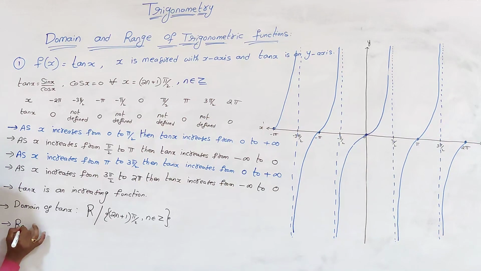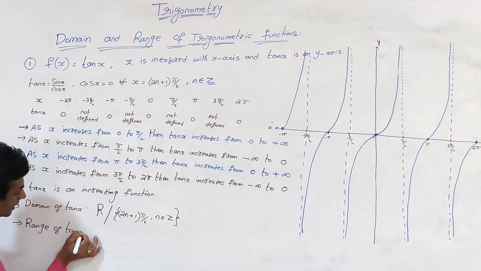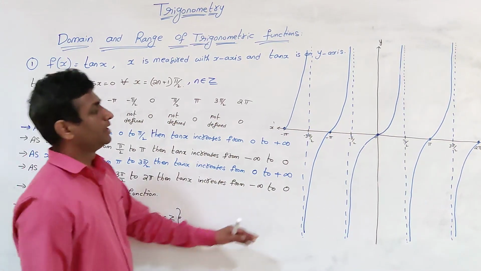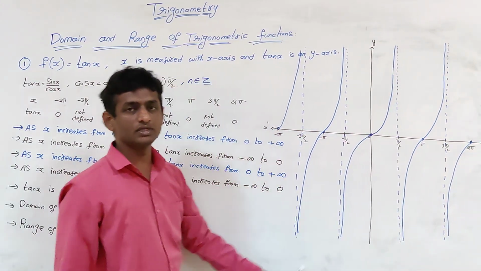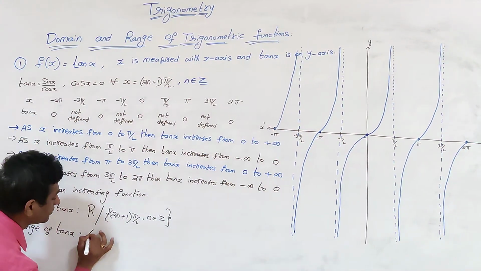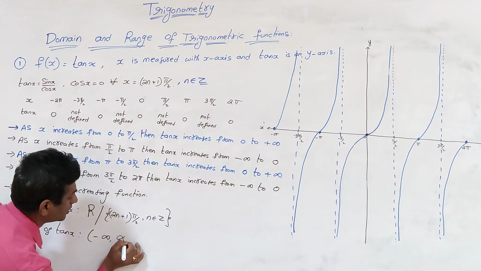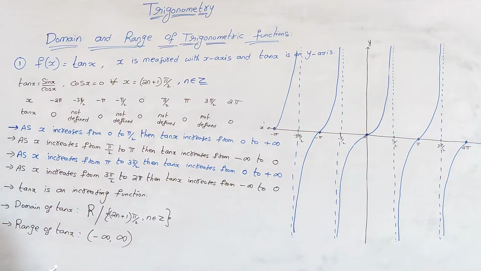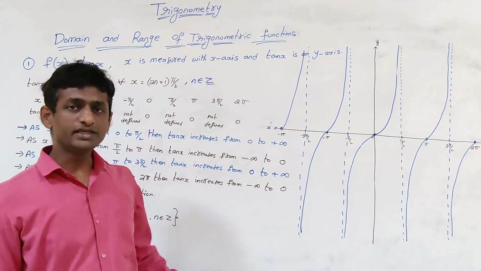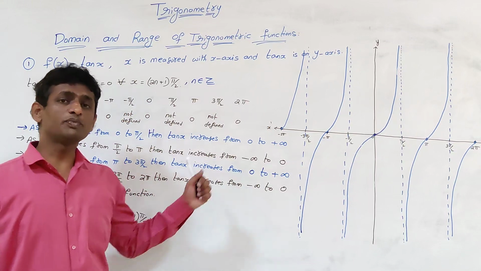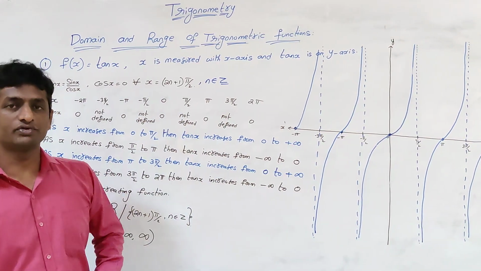Next, range. The range of tan x is what? It is reaching plus infinity, and the values go down to minus infinity. Means it ranges between minus infinity and plus infinity. Means we can say real numbers, and there is no maximum value and no minimum value for tan x. Next, we will see the reciprocals of these three trigonometric functions.